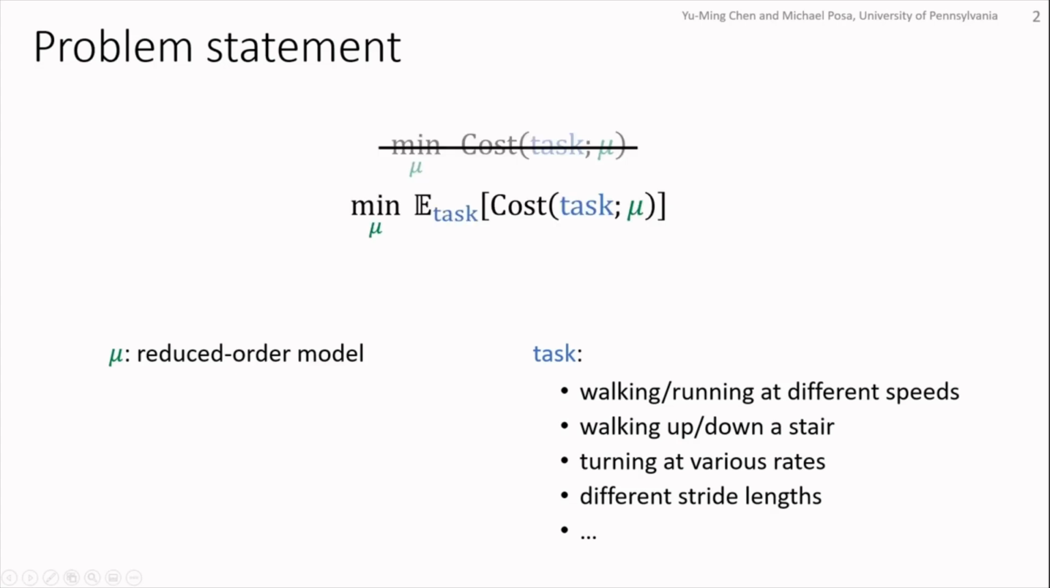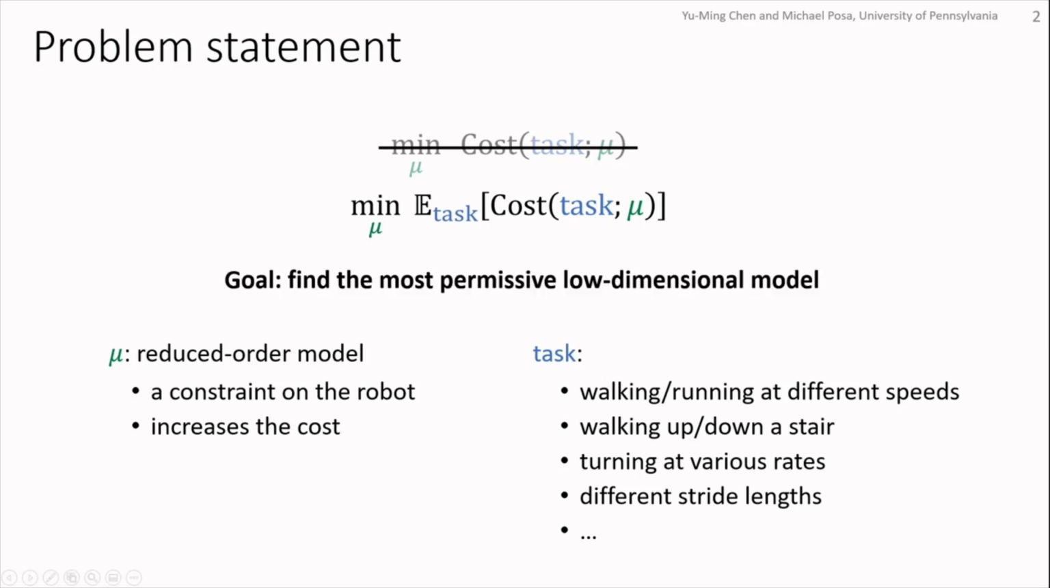Since we want the robot to be good at all kinds of tasks at the same time, we take the expected value of the cost function over the task distribution. Also note that the reducer model is a constraint on the robot, because we're asking the robot to behave like a low-dimensional system. Therefore, we expect that the cost goes up when we embed the reducer model into a robot. So the goal here is to look for the most permissive, or the least restrictive, model.